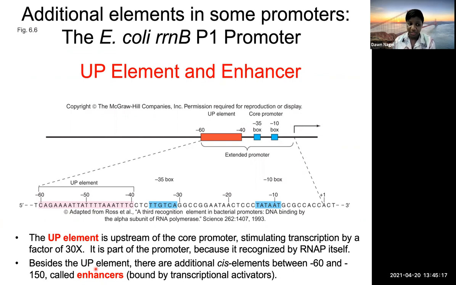And they're also important for helping to enhance transcription. Yes, exactly. So the UP element basically stimulates transcription. It doesn't necessarily make it go faster, but it really stimulates it and increases how much RNA is being made.